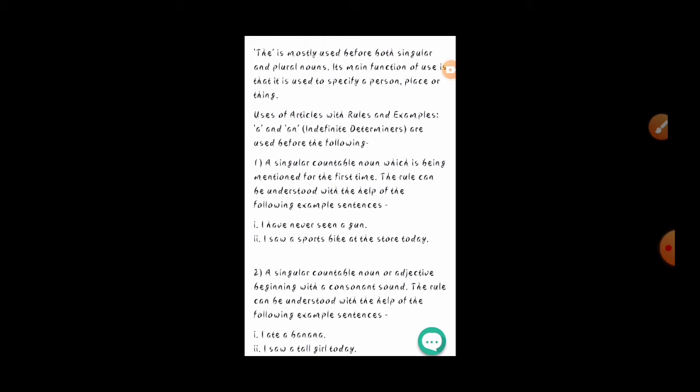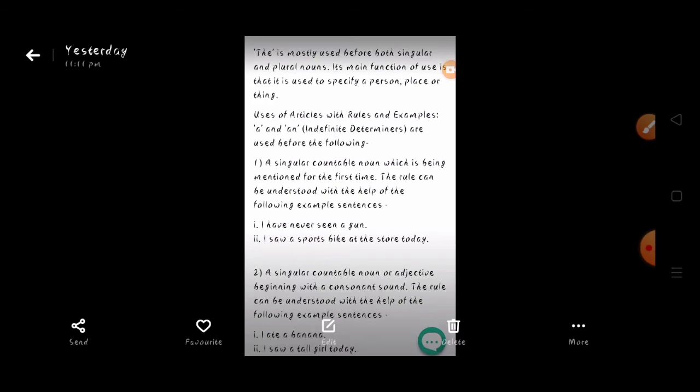Use of articles with rules and examples. Now I will explain to you various rules, okay, through which you can understand the use of articles. So for indefinite articles a and an, first I will explain this. So first, a singular countable noun which is being mentioned for the first time. The rule can be understood with the help of the following example, okay? I have never seen a gun, okay? In this they are talking about a single countable noun, okay? Did you understand? Then you can understand more clearly with the second example. I saw a sports bike at the store today, okay?